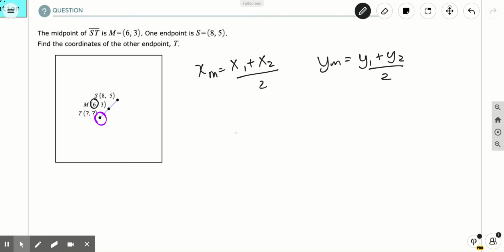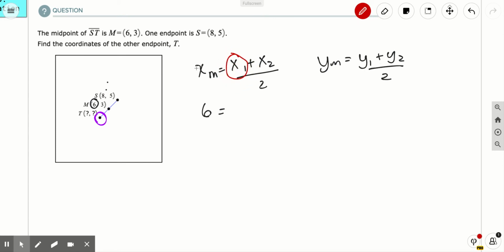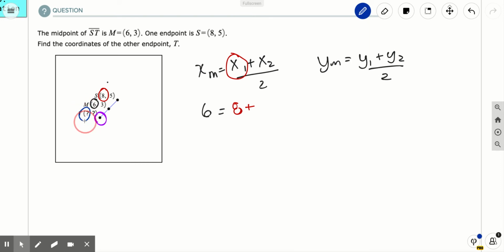So formula, substitution, resolution. What is the x of the midpoint? 6. What's x1? Right there. Okay, x1 is going to be this guy right here, 8. Okay, 8 plus, we don't know what x2 is, you guys. We don't know what x2 is. That's what we're looking for. So see how we're looking for the end point? We have the midpoint. Okay, so this is x2 over 2. Now you need to solve for x2.